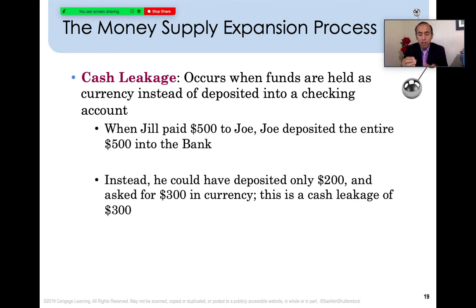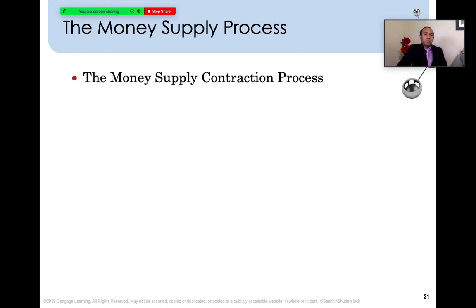That could happen, and the money multiplier becomes smaller. The amount of money that can be created is smaller when there's cash leakage. Now, the money supply process is very important because it can expand the money supply and it can also contract it, which means it can make it smaller. And contractionary monetary policy decreases the money supply in the market.